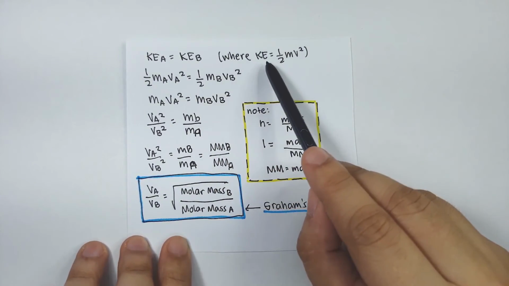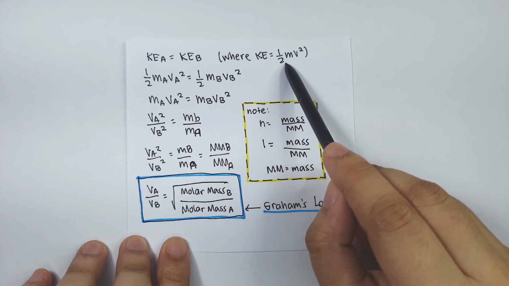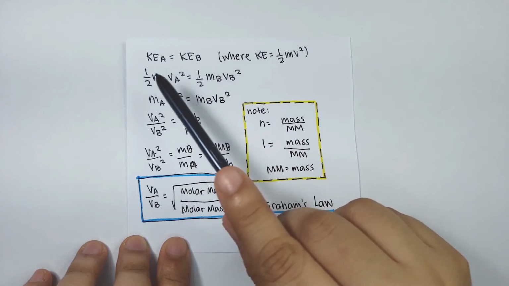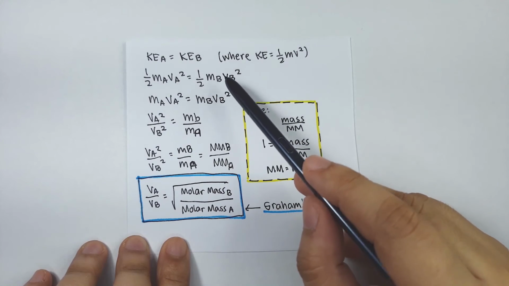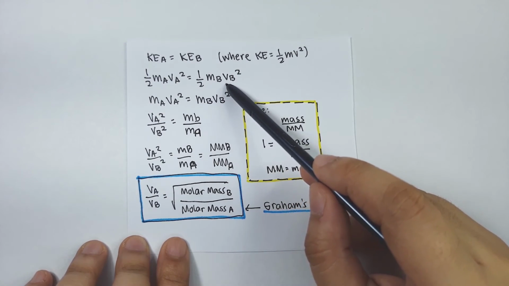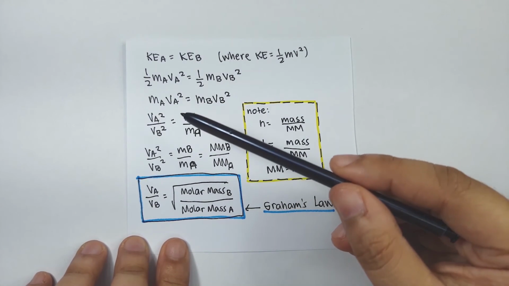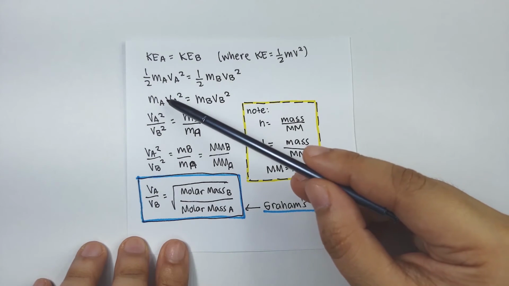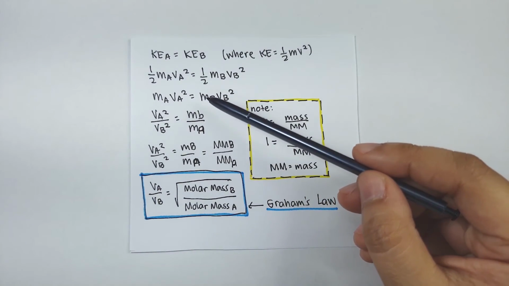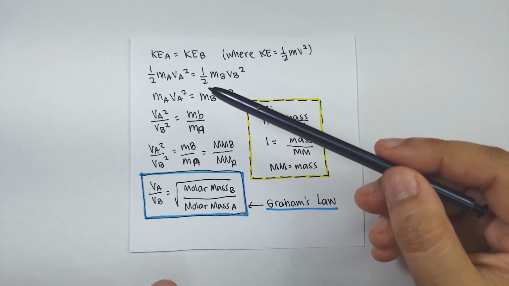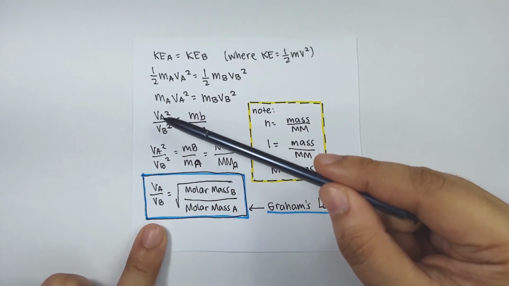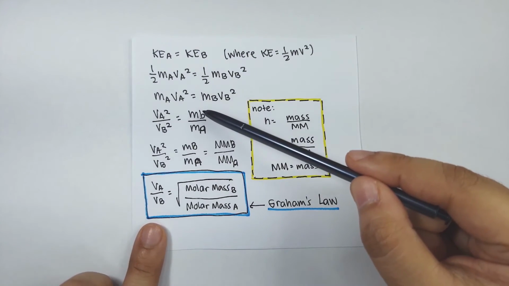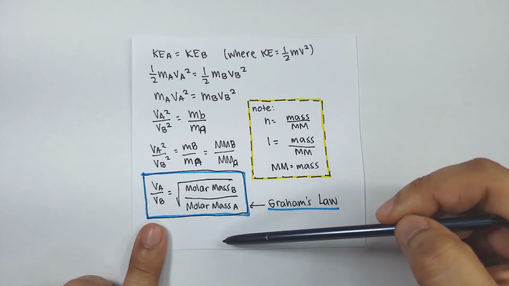And if we keep in mind that the kinetic energy is 1/2 mv squared, so that is 1/2 MAVA squared is equal to 1/2 MBVB squared. So, cancel yung 1/2. You are left with MAVA squared equal to MBVB squared. Simplify, VA squared over VB squared is equal to MB over MA.